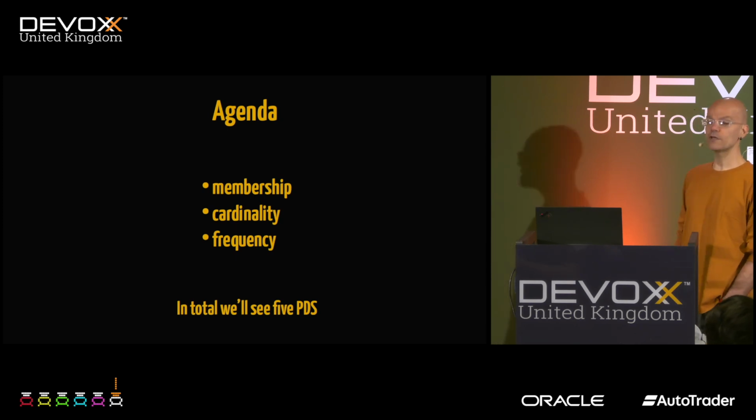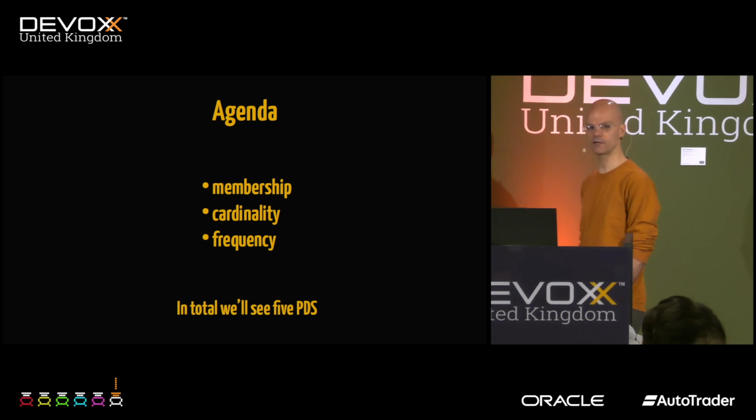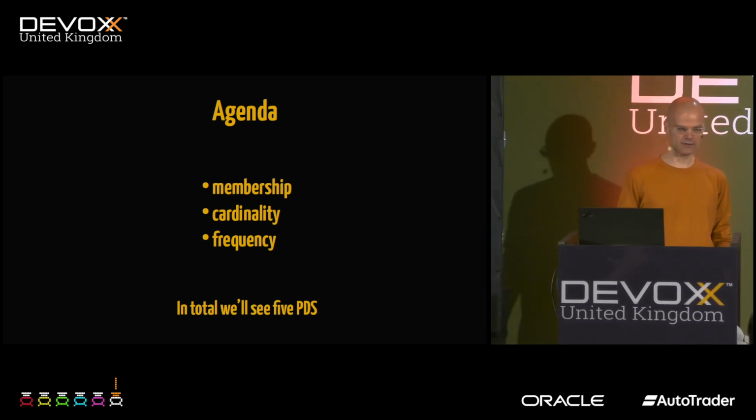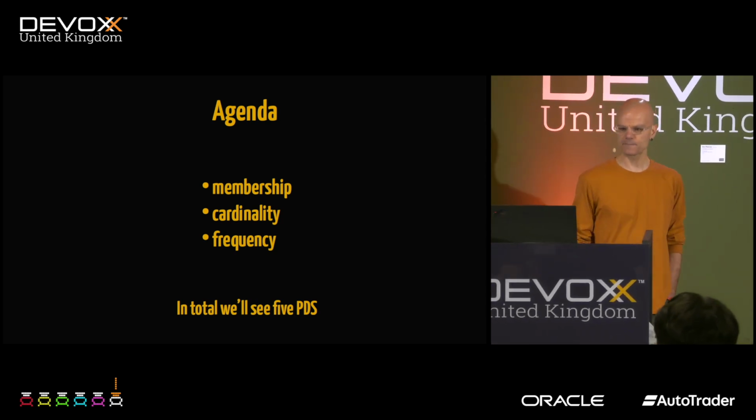So today we're going to talk about probabilistic data structures, and we are going to see three main classes of problems: membership, cardinality, and frequency. We'll see in total five probabilistic data structures.